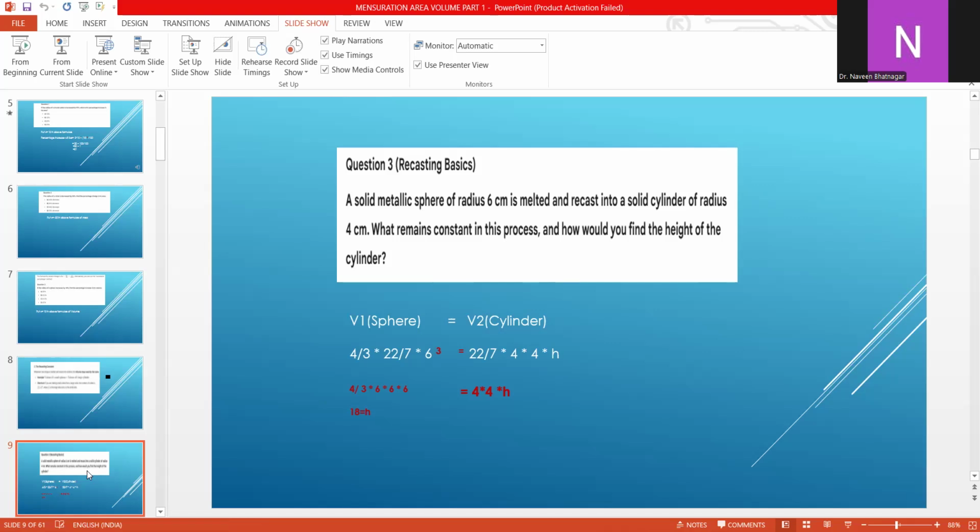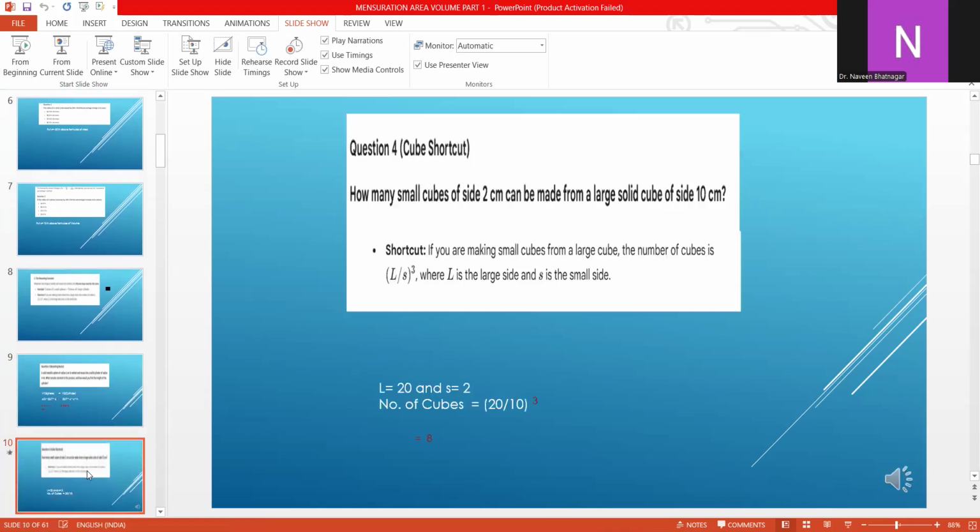Let us say question number three: a solid metallic sphere of radius 6 cm is melted and recast into a solid cylinder of radius 4 cm. You are supposed to find the height of the cylinder. As the recasting rule means, volume of sphere will be equal to volume of cylinder. We know volume of sphere is 4/3 pi r cube, and the radius is 6 cm in case of the sphere. Volume of cylinder is pi r square h and the radius is 4 cm. Height we have to find. Simply put the values and you're getting the answer h as 18.